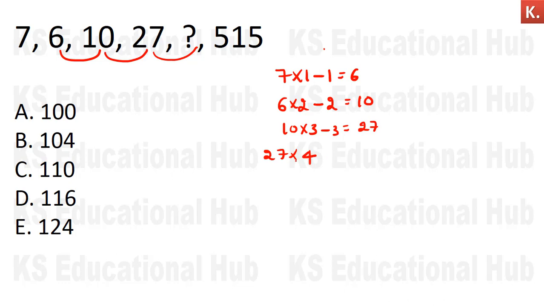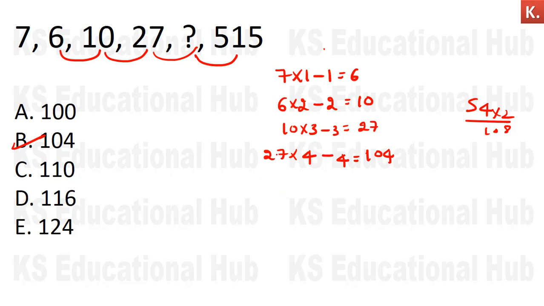So 27 into 4 is equal to, see here, 27 into 2 is 54. 54 into 2 is 108. So 108 minus, see, 1, 2, 3, 4. So 108 minus 4 is equal to 104. So the answer has to be 104. But then we have to check further.